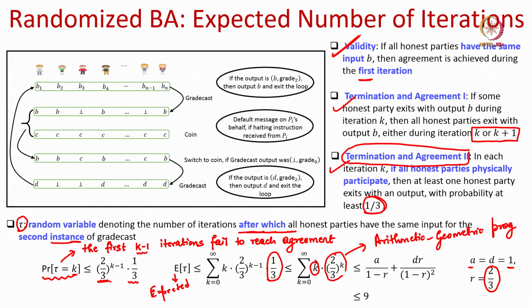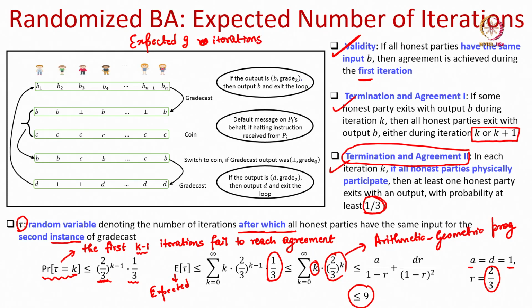If I substitute the values of a, d and r, then the expected value of tau turns out to be 9. That means, it requires an expected 9 rounds, or 9 iterations to be more specific, for the parties to terminate.